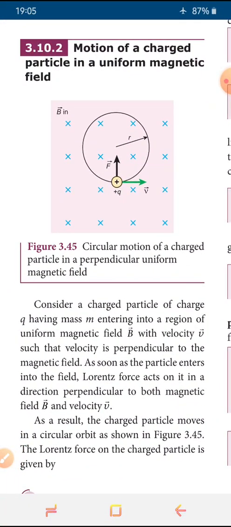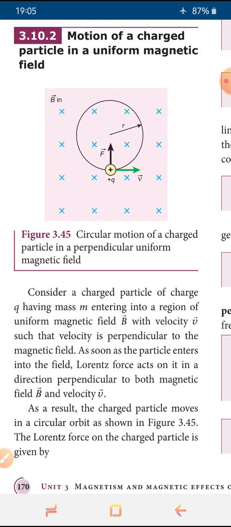Yes, good. Next, we are entering into topic 3.10.2. Here we are going to discuss the motion of a charged particle. In the Lorentz force, the charged particle should move. This is an important point: if it is at rest, it won't experience any force, so it should move. In this topic, we are going to discuss the motion of a charged particle in a uniform magnetic field.